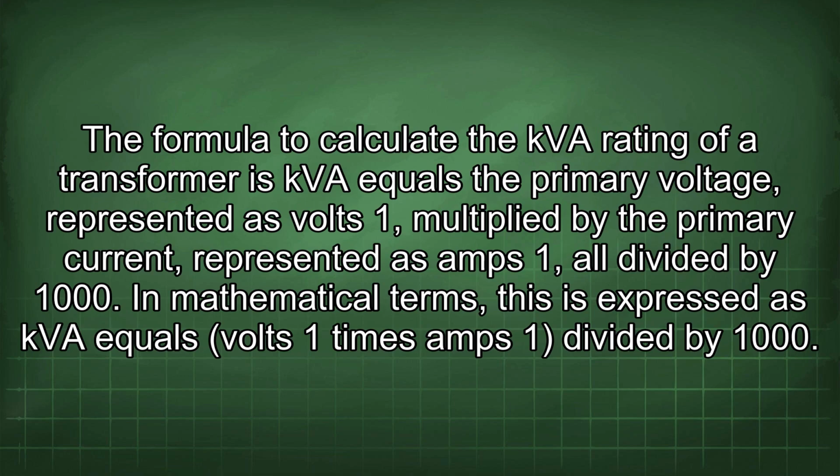The formula to calculate the kVA rating of a transformer is kVA equals the primary voltage, represented as volts 1, multiplied by the primary current, represented as amps 1, all divided by 1000. In mathematical terms, this is expressed as kVA equals volts 1 times amps 1 divided by 1000.